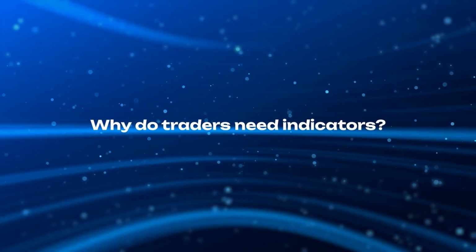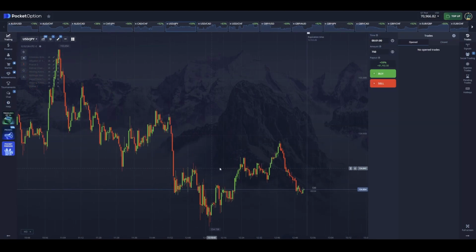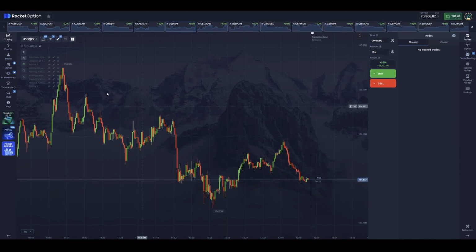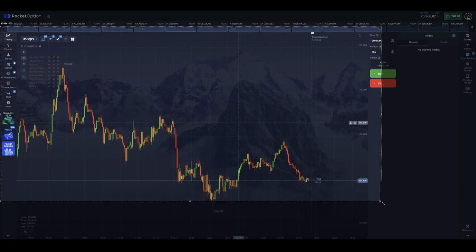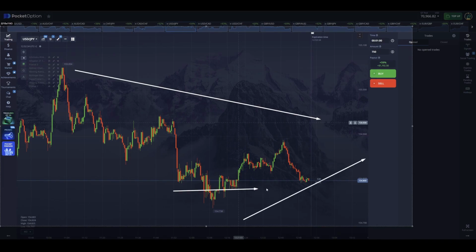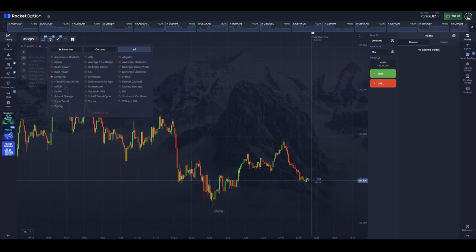Why do we even need them? Look, an indicator by itself doesn't have any value. In other words, if you don't know how to analyze a chart, indicators are useless. But if you understand how price movement works, if you can see how the price is moving, for example, in a downward channel or an upward channel, or if you can read sideways movement, then indicators will actually help you.